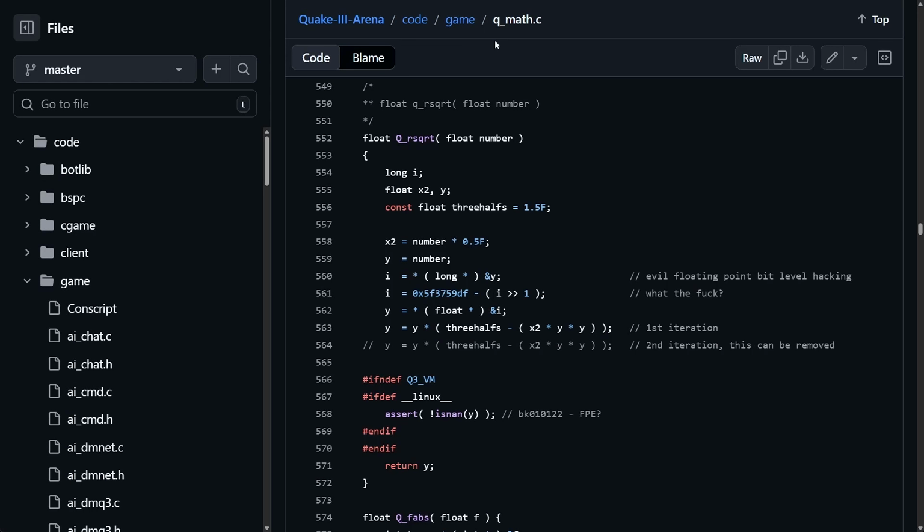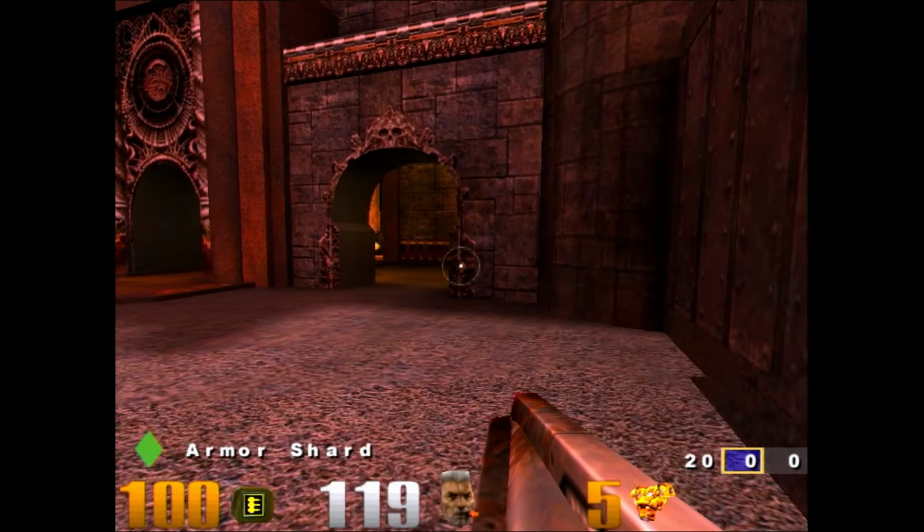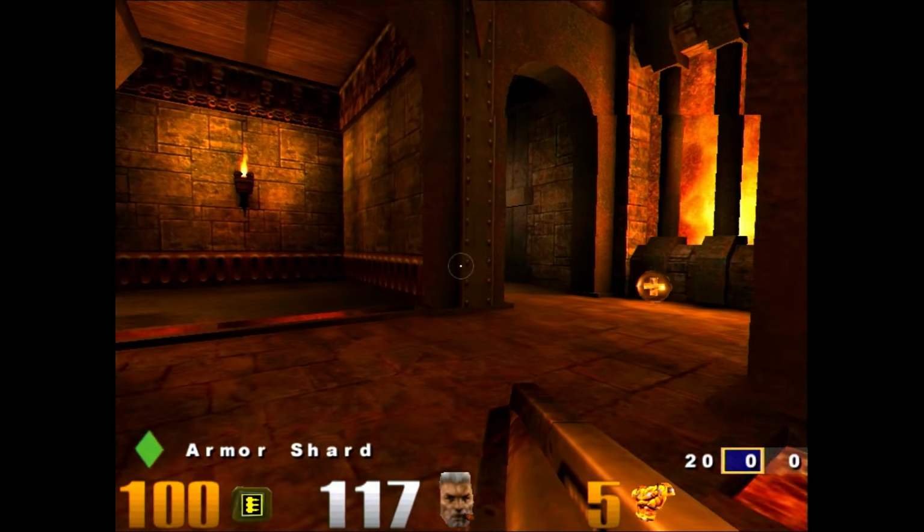And in one file, q_math.c, at line 552, we will find the method q_rsqrt. And this is the famous fast inverse square root algorithm. This method is called millions of times while Quake 3 Arena is rendering its 3D environment.